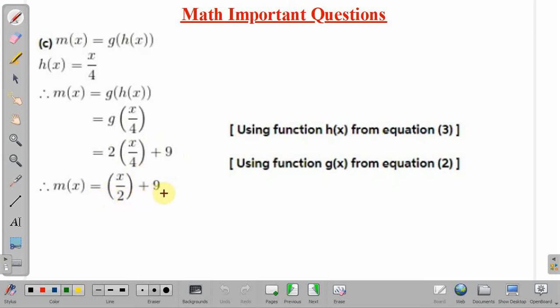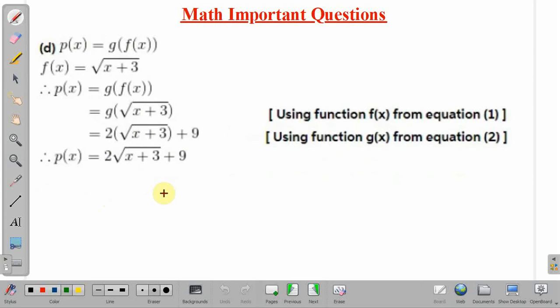Okay. Now in part D, we have to find a function p(x) which is equal to g of f(x). So f(x) is given as under root x plus 3. Therefore, p(x) we can find as g of f(x) or g of under root x plus 3. So substituting x by under root x plus 3 in g(x), we will get 2 under root x plus 3 plus 9. Therefore, p(x) will be equal to 2 under root x plus 3 plus 9.